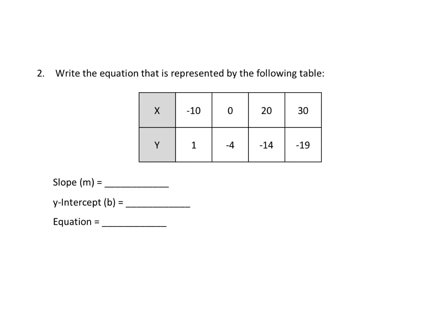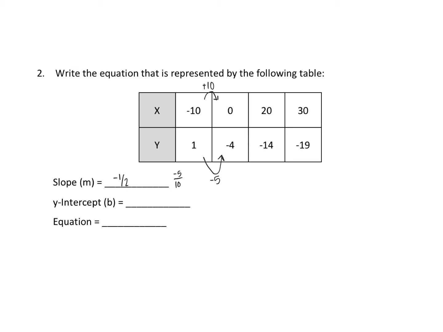Question 2, we're given a table again, and we're writing the equation of the line represented by the table. To find our slope, we do change in y over change in x. So to get from 1 to negative 4, I'm subtracting 5, and my change in x, I'm adding 10. So when I do change in y over change in x, I end up with negative 1/2 as my most simplified form.